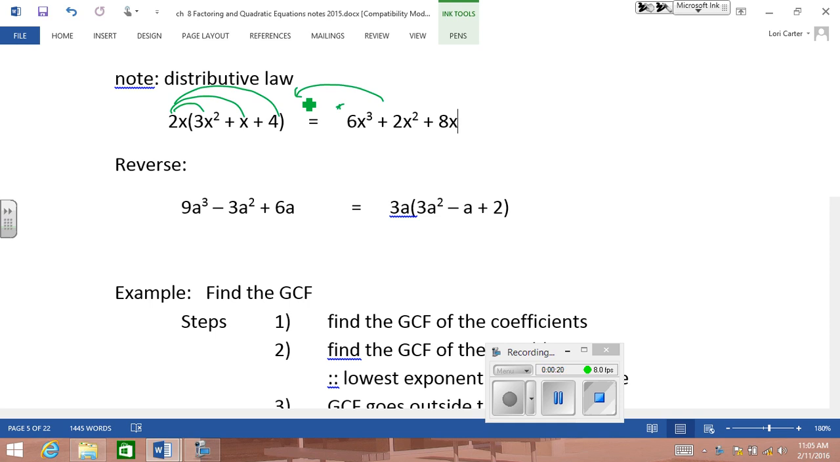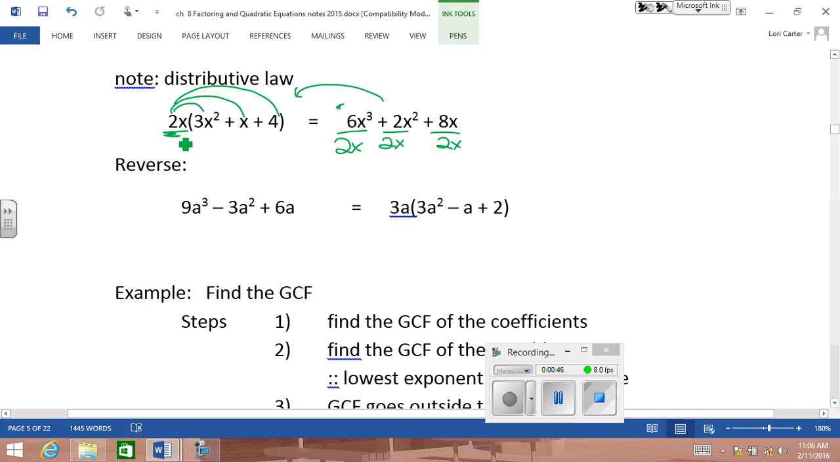Now, instead of multiplying, I'm going to divide. So since their greatest common factor is 2x, I'm going to divide everybody by 2x. What you're dividing by goes in front of the parentheses, because that's what we multiplied by the first time, right? So we're going backwards. So the 2x goes here.